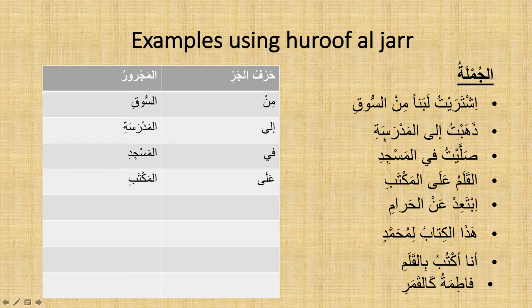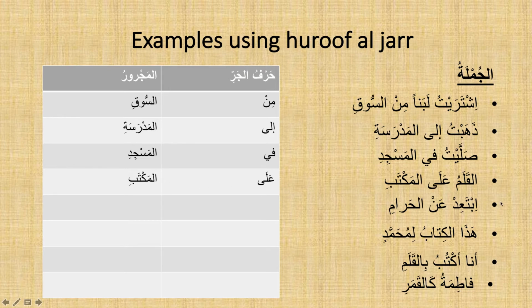The next example. ذهبت إلى المدرسة. I went to the school. So the حرف الجر here would be إلى, and the اسم مجرور will be المدرسة. Third example. صليت في المسجد. I prayed in the mosque. The حرف الجر will be في, and the اسم المجرور will be المسجد. Next example. القلم على المكتب. The pen is on the desk. So the حرف الجر here will be على, and the اسم المجرور will be المكتب, which comes after it.